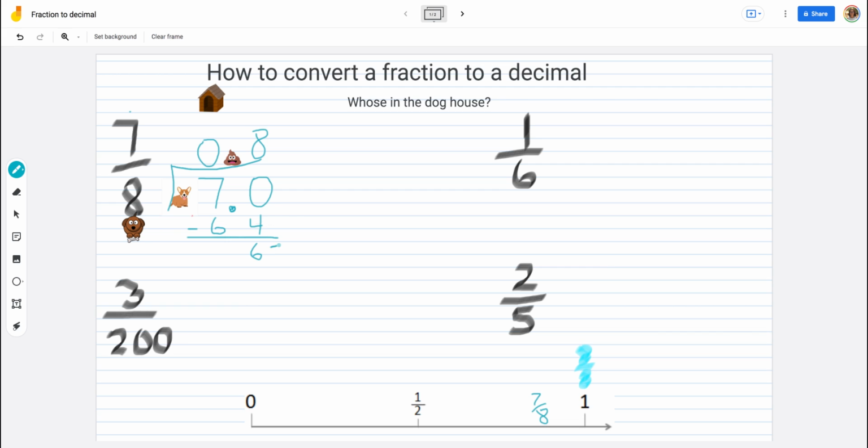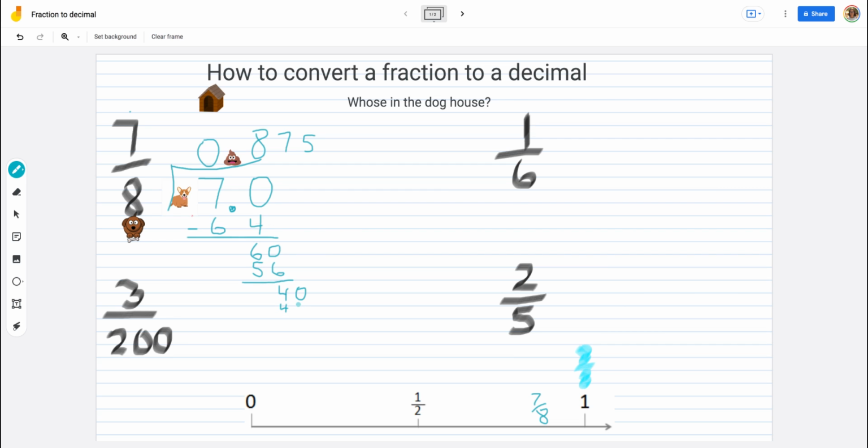I'll add another 0. And about how many groups of 8 can fit into 60? Well, I know that 7 times 8 is 56. You got it? And so I subtract from here. The difference between 60 and 56 is 4. Add another 0. Can I fit another group of 8 into 40? Yeah. In fact, I can fit, you got it, 5 groups of 8. 8 times 5 is 40.